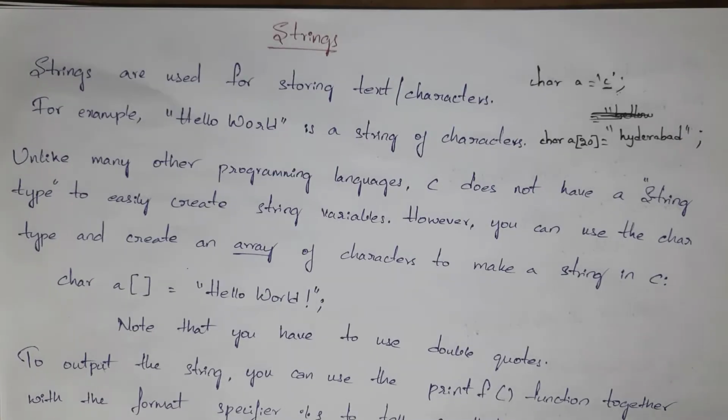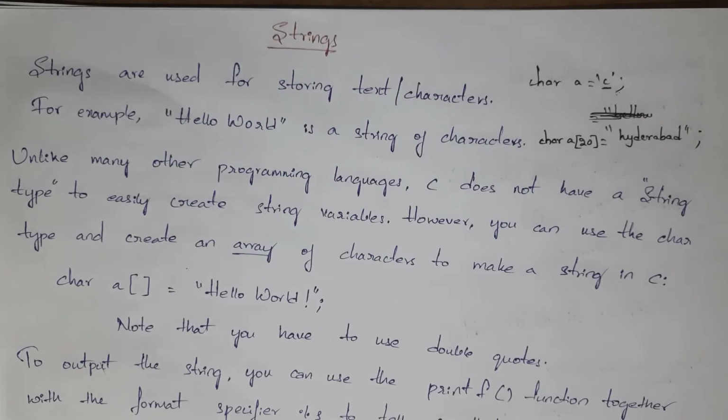Let's get started. We call a group of characters a string. For example, college, boy, CSC, hello world. All these are groups of characters. We call a group of characters a string.